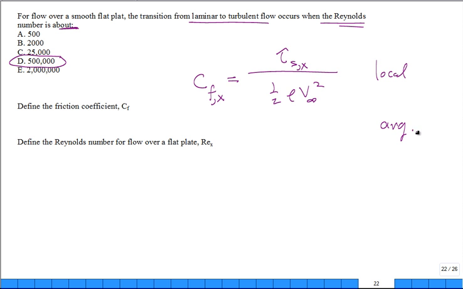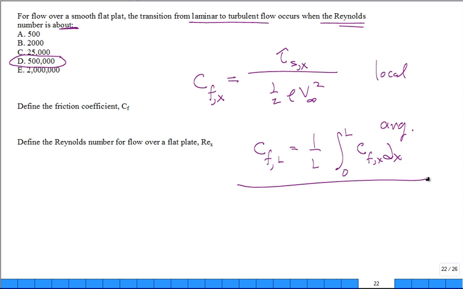The average is not that hard. C sub f averaged from 0 to L is equal to 1 over L times the integral from 0 to L of c sub f of x dx. It's just averaging. Sometimes they put a bar over it to say this is the average. That's used sometimes in textbooks to indicate the average friction coefficient.